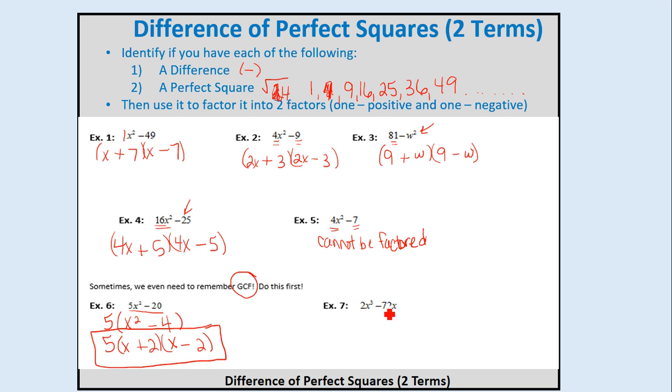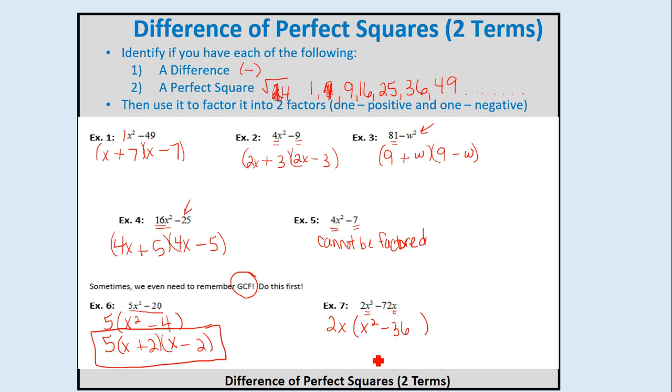Let's do the same thing here on example 7. Yes, there's two terms. No, they're not square rootable right now, but you know what? What if we were to divide something out? What can I divide out of both of these pieces? I can divide them both by the number 2, and they both have x's here, so I can at least take one x out from both parts. So if I take 2 divided by 2, I get 1. X to the third, divide out an x, I get x squared. What about negative 72? Negative 72 divided by 2 is negative 36. And the x, I took out.